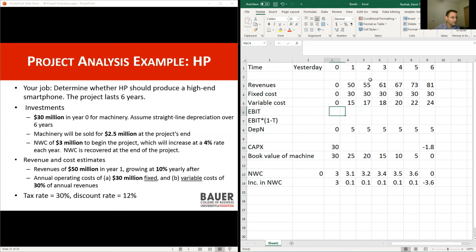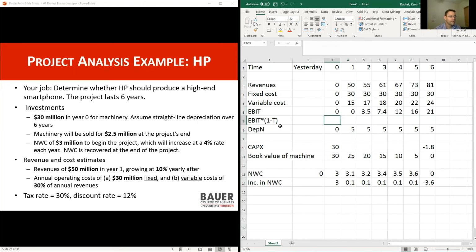So putting all of the EBIT together, you have your revenues, that's your top line in your income statement. Then you subtract off your operating costs, your cost of goods sold, your SG&A, but then you also subtract off your depreciation. And I'm going to fill that formula over. So in year one, we have about $0 in EBIT because we have $50 in revenue, 30 in fixed costs, 15 in variable costs, 5 in depreciation. You add up 30 plus 15 plus 5, you get 50. So 50 minus 50 is about 0.